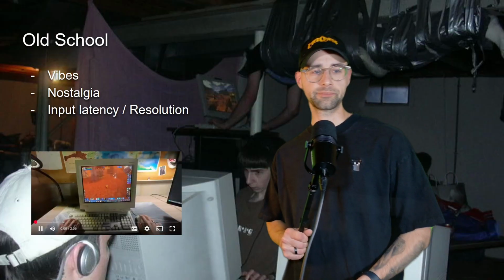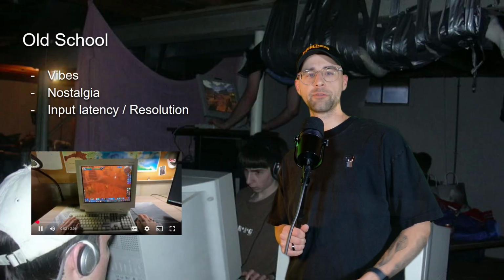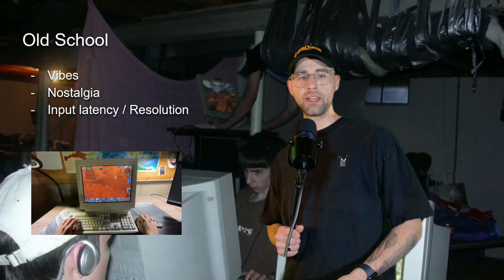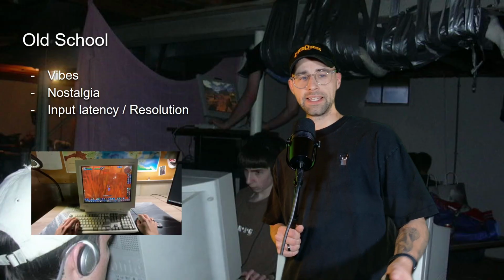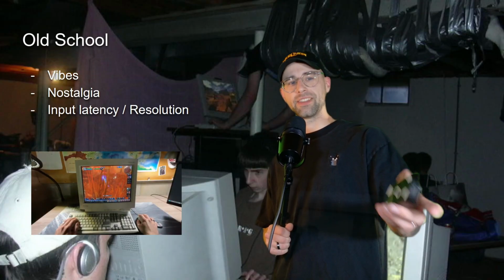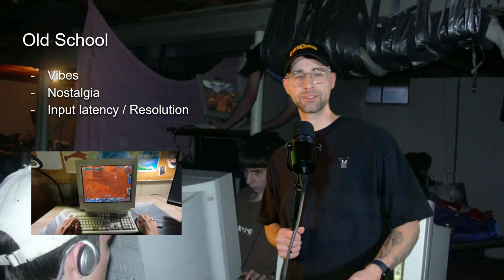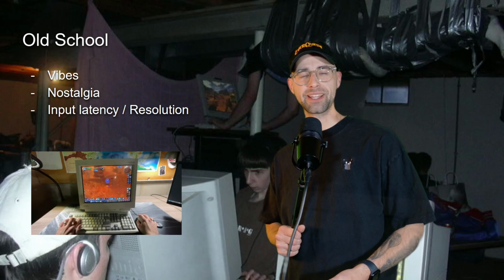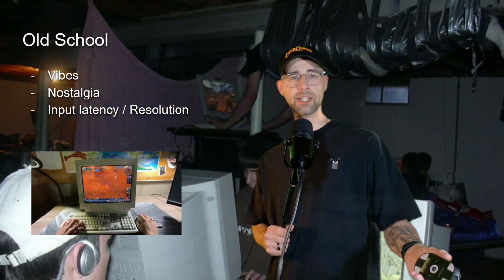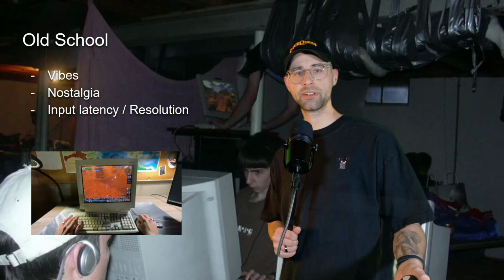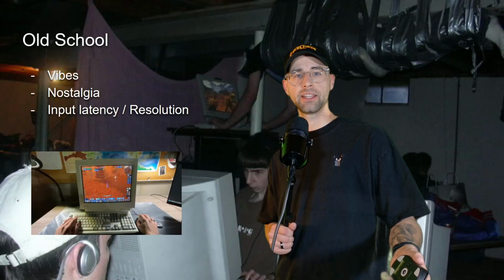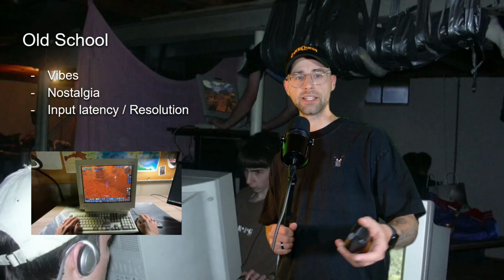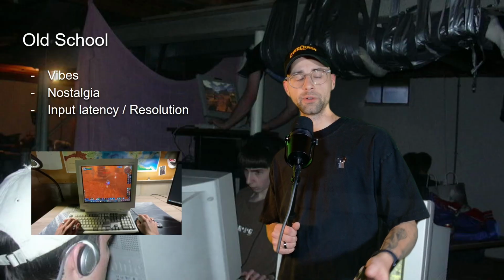The old school setup. So the old school setup is something I've been into quite a bit recently. I've been collecting CRT monitors, and I think the vibes, the nostalgia, the input latency and resolution are kind of what goes into my thought process in picking these things up and playing on them. There's some cool tech benefits from using a CRT monitor. They have no input latency, they have very little lag, and the motion is really fluid.